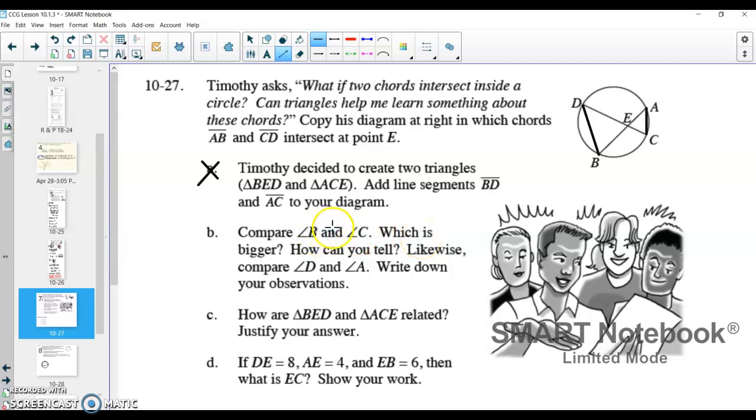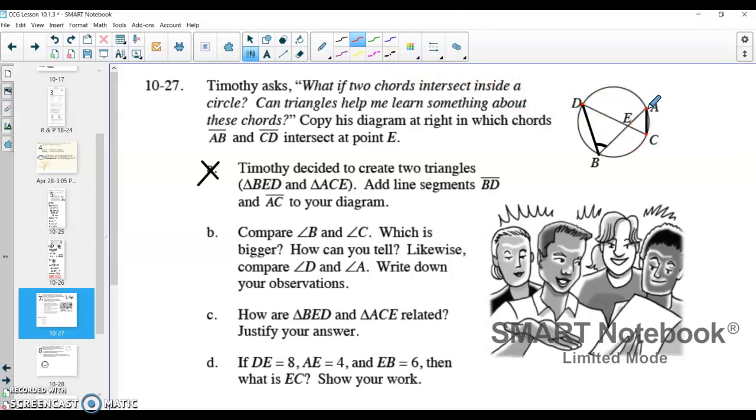Well, actually, we talked about this very shortly yesterday, but angle B down here is an inscribed angle with its vertices being D and A. Angle C is an inscribed angle with its vertices being D and A.